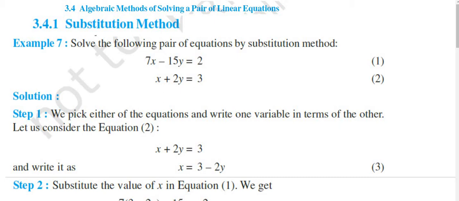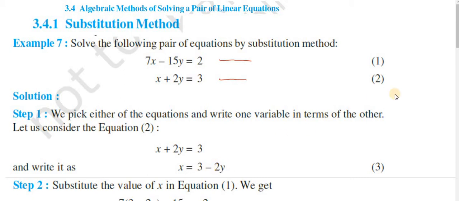Here I took example 7 from the textbook. This type of question is important for 2 marks. Here, 7x minus 15y is equal to 2 and x plus 2y is equal to 3. They call this equation 1 and this equation 2. Now what did they do? We pick either equation, equation 1 or equation 2, and write one variable in terms of the other. They took equation 2 and wrote x plus 2y is equal to 3 as x is equal to 3 minus 2y.